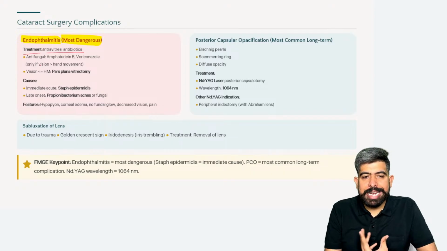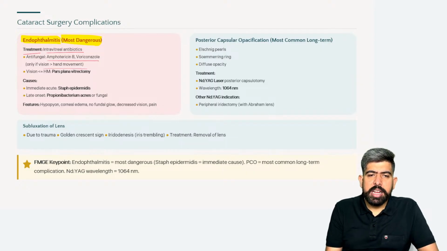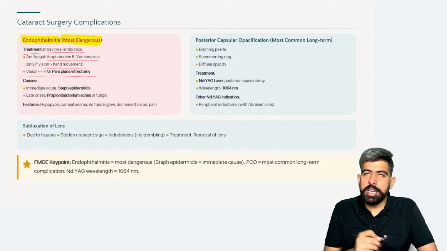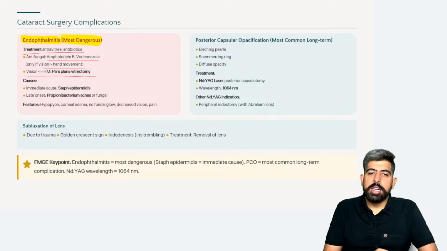Of course, we also give antifungals, amphotericin B and voriconazole. We do this only if the vision is better than hand movement. If the vision is less than hand movement, we have to do a pars plana vitrectomy, where the total vitreous should be removed from there.